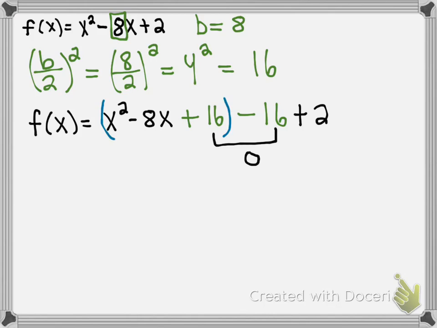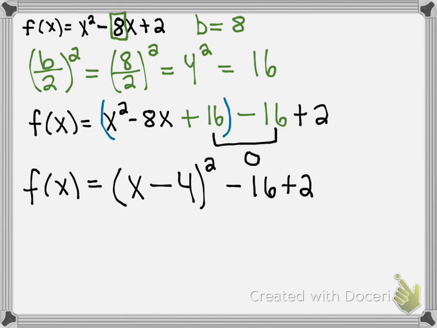Now the next step would be to look at your first three terms in the expression for f of x: x squared minus 8x plus 16. Now that we have added that 16, we have made the first three terms such that they're going to factor into a perfect square.